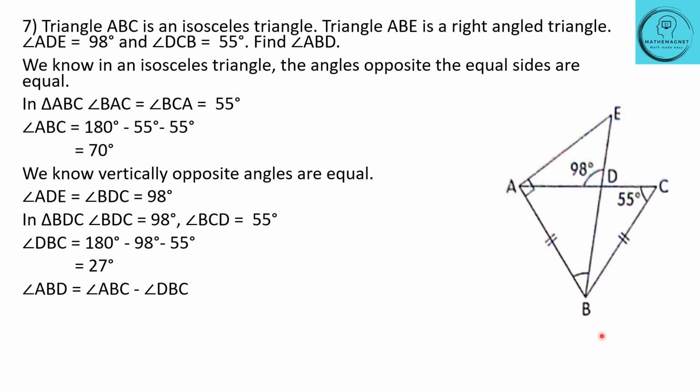Angle ABD is equal to ABC minus DBC, correct? Sorry, ABC is 70 degrees, which we have already found out earlier. That minus this 27 degrees will give you ABD, which is equal to 43 degrees. So the unknown angle ABD is equal to 43 degrees.